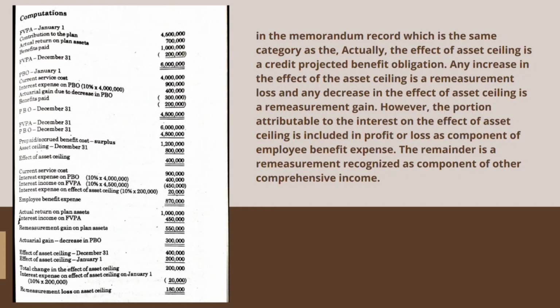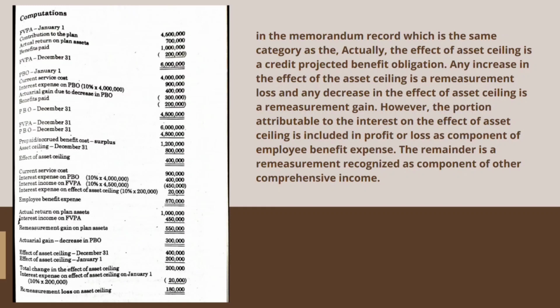So our actual return on plan asset is 1 million, our interest income on FVPA is 450,000. So we will subtract to get the remeasurement gain on plan asset, which is 550,000. So actual gain on decrease in PBO is 300,000. So the effect of asset ceiling on December 31 is 400,000. Effect of asset ceiling on January 1 is 200,000. So the total change in the effect of asset ceiling, which is the difference of the two, is 200,000.